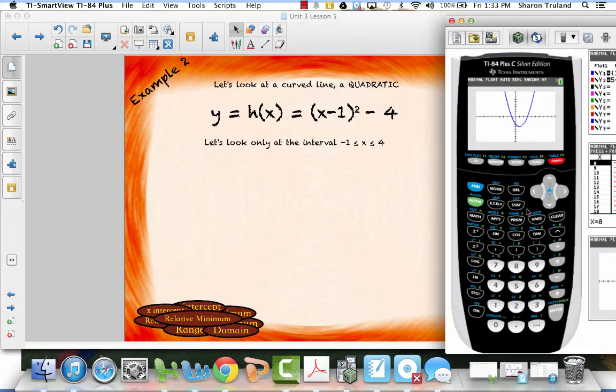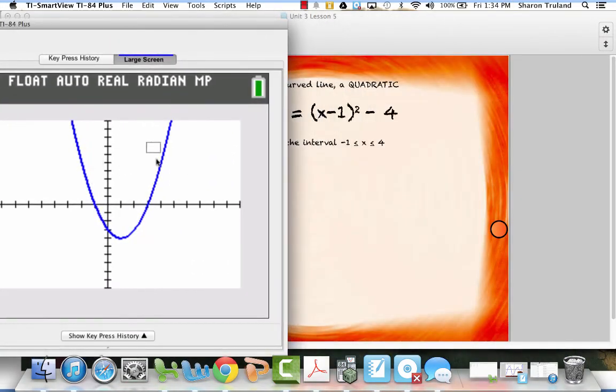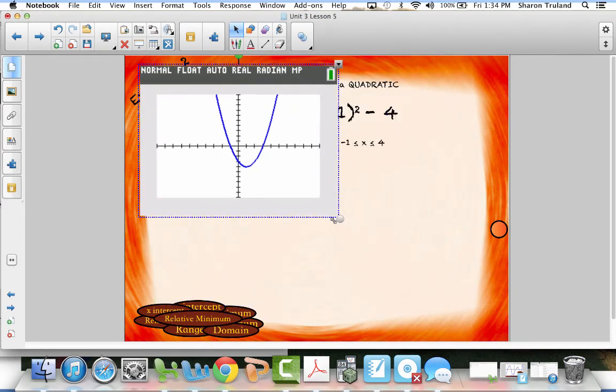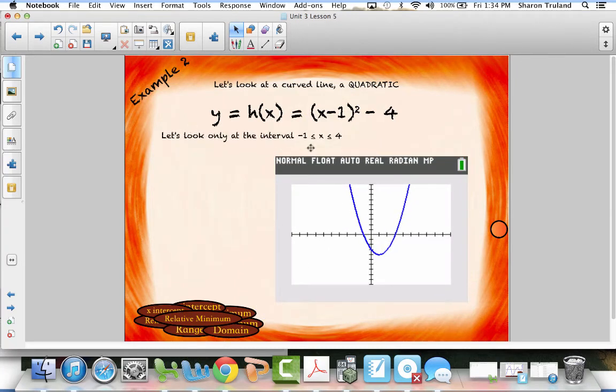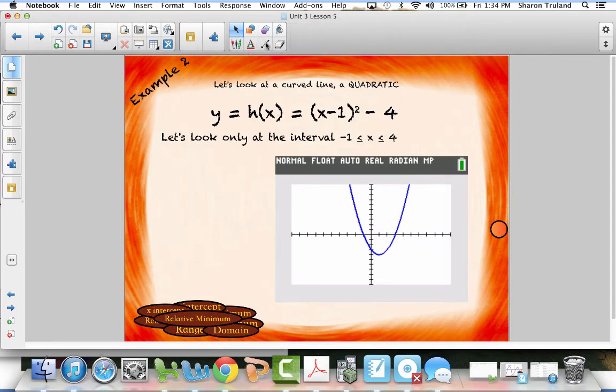And there's my picture. So I can bring my picture out so I can draw all over it. Make it a little smaller. And I only want to look at the interval from -1 to 4. So I'm going to take a line here, and this is x is -1. So I only want to look in between my red line. Put that over to -1.